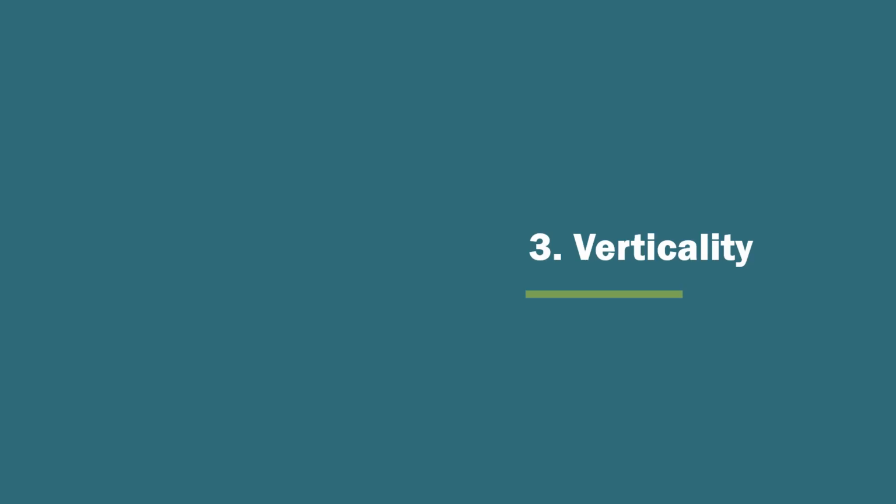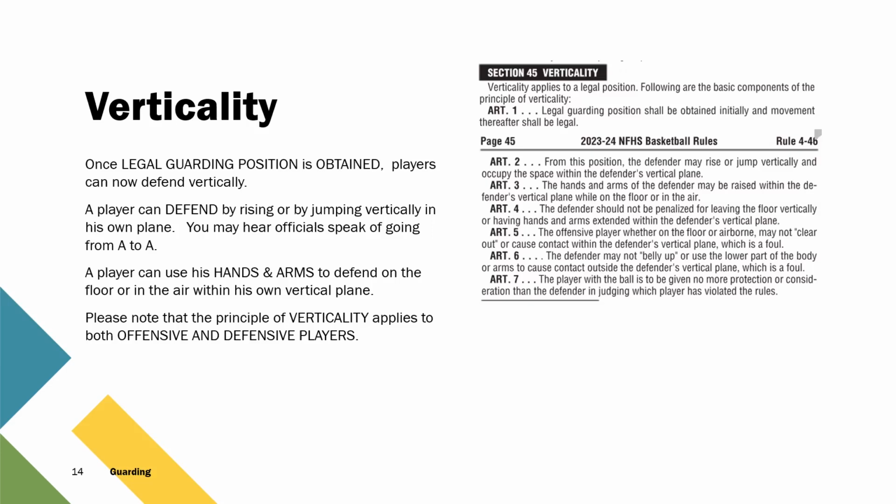Chapter 3, Verticality. We will do a simplistic yet analytical deep dive on verticality. Once legal guarding position is obtained, players can now defend vertically. A player can defend by rising or by jumping vertically in his own plane. You may hear your officials speaking of going from A to A. A represents each player's legal space on the playing court inbounds from the playing court all the way infinitely up to the ceiling.